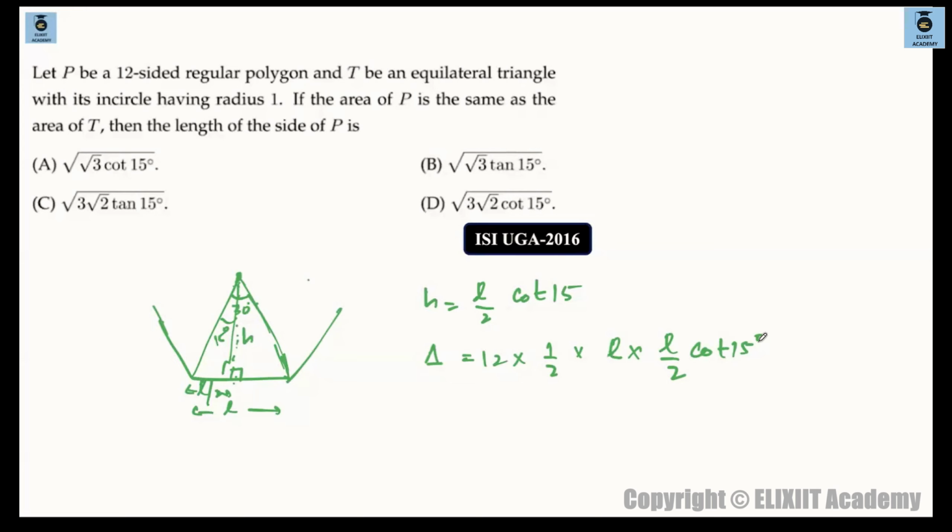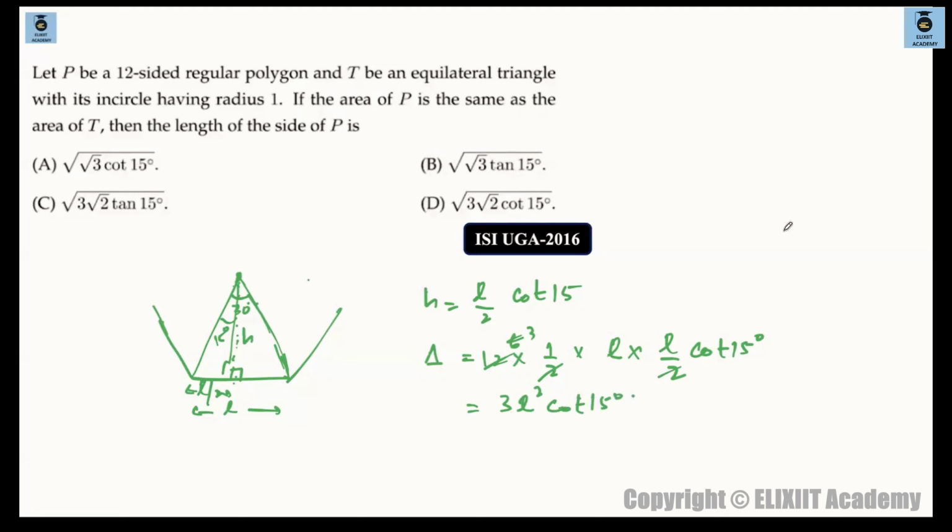So we are having this. So this is how much? We can simplify this thing. This becomes 6 and this 3. So 3L square cot 15. This is 3L square cot 15. What is this? Area of the regular polygon, the 12-sided regular polygon.